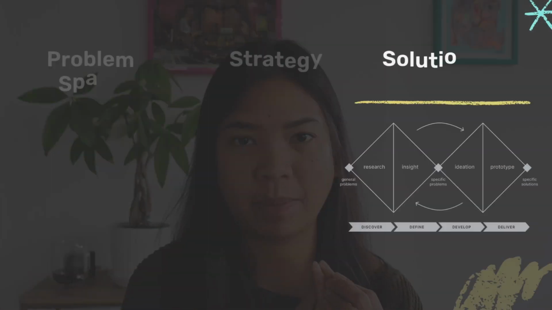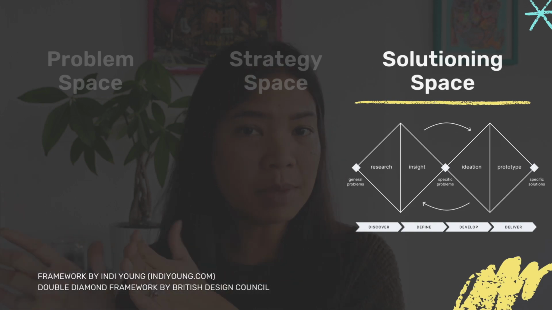So I think it's important to ground ourselves on how to use this double diamond framework and when we should use it. If you're familiar with this brilliant design researcher named Indi Young, she actually talks about it in the context of this bigger overarching framework. So the double diamond framework is just part of the solutioning space. She talks about the problem space, the strategy space, and the solutioning space.